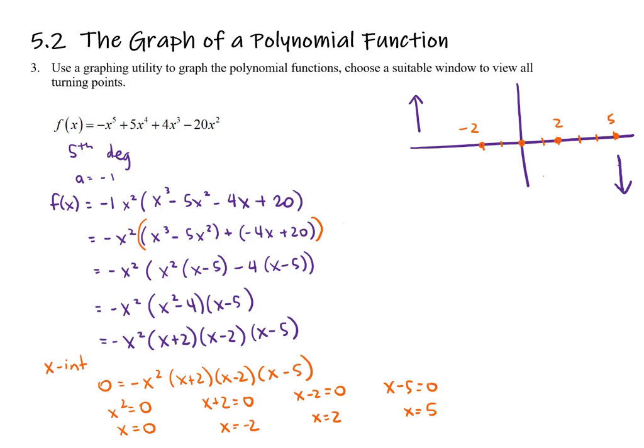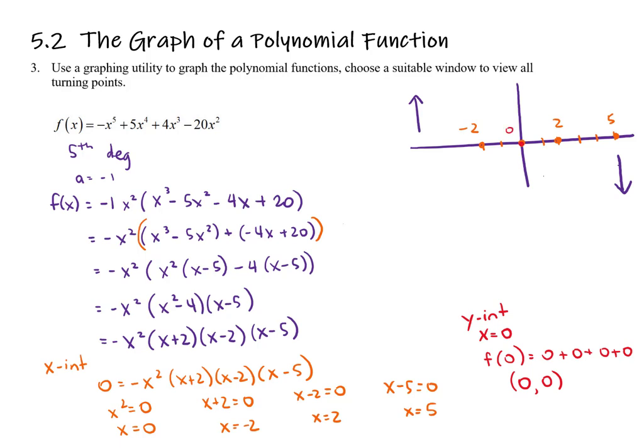And then we want to find our y-intercept. So our y-intercept, we plug in x is equal to 0. I'm going to plug this into the original. And I'm going to get 0 plus 0 plus 0 plus 0. Oh, so my y-intercept is at 0. We've seen that already. So we have that there.